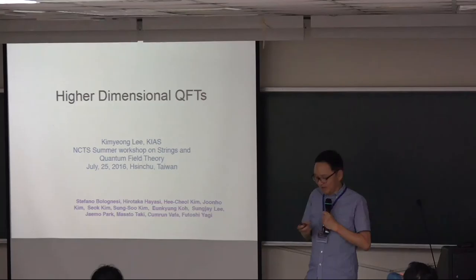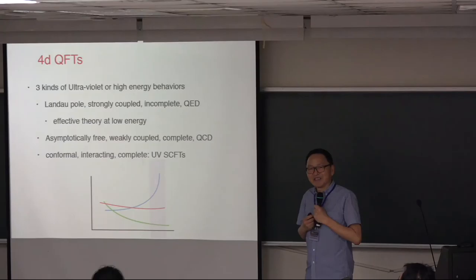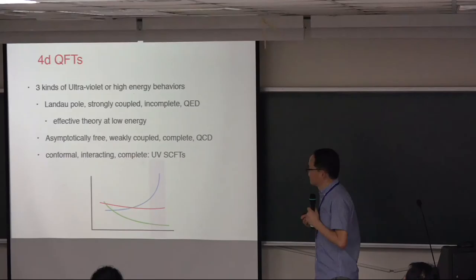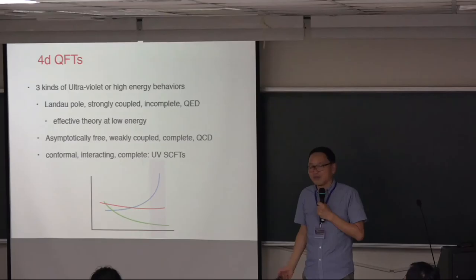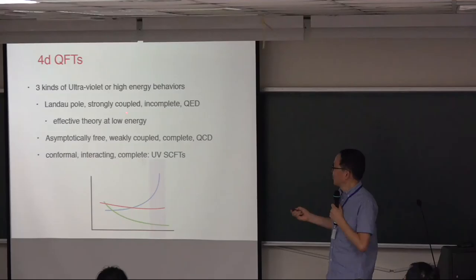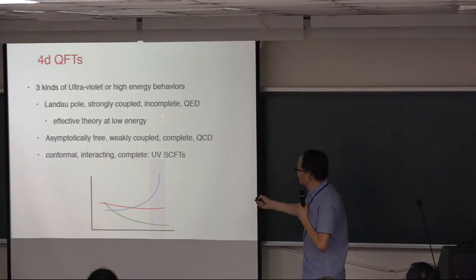Let me start with four-dimensional quantum field theories, which we know very well. Four-dimensional quantum field theory is the theory of elementary particles, and the standard model is written in terms of quantum field theory. If you look at quantum field theory in four dimensions, there are three kinds of things. QED, for example, is IR-free and strongly coupled in the UV at some Landau scale, so the theory is not well defined beyond this energy. QED is an effective theory, which is true at low energy but incomplete in the ultraviolet.